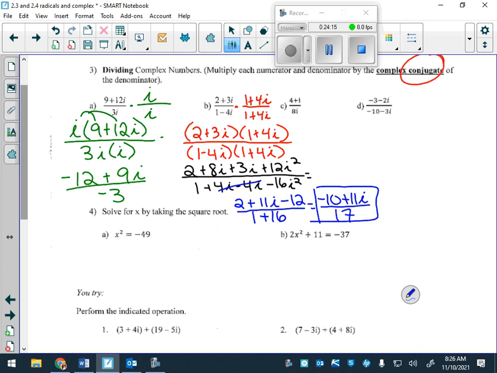Okay, we see that? You okay? So with these, when you're multiplying by the conjugate, you want to take your time, because those little pieces can get lost in translation. Yeah, Luce.